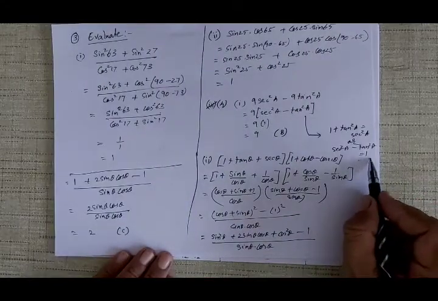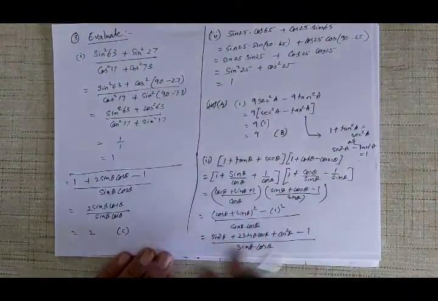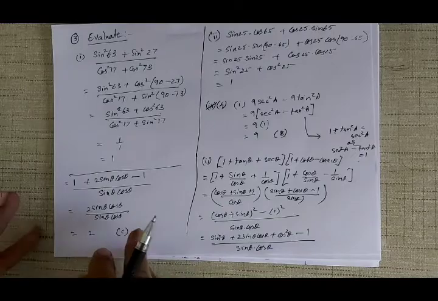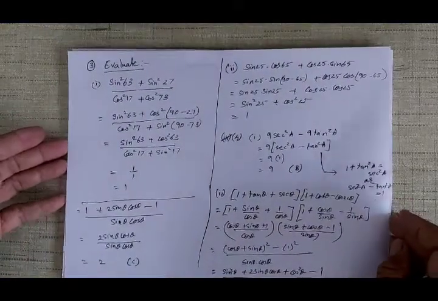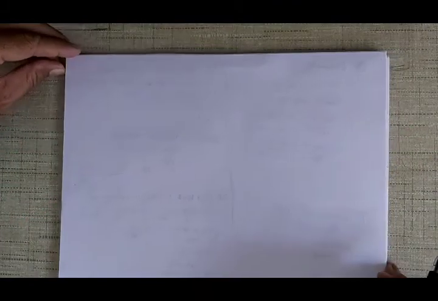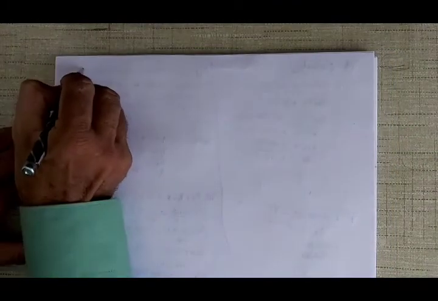Suppose it was written here to prove it equal to 2, then you would have to do it exactly like this. But here it is given like a multiple choice question. Alright, that was question number 2. Now let's do question number 3.